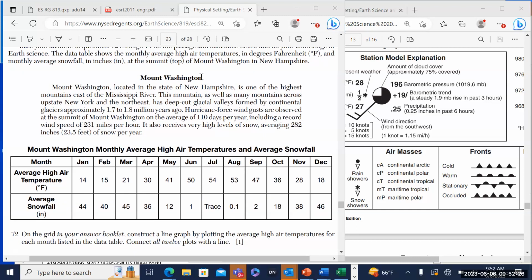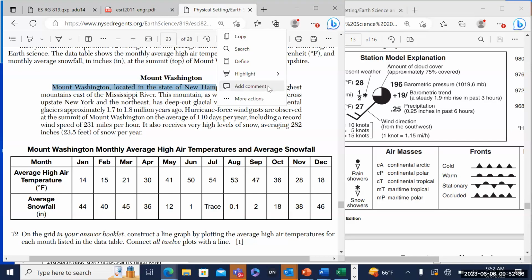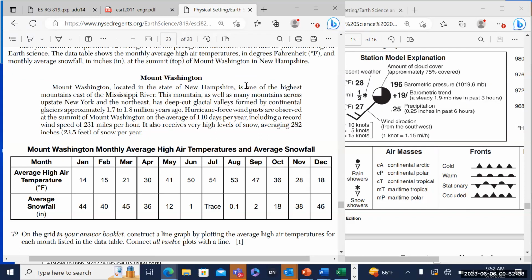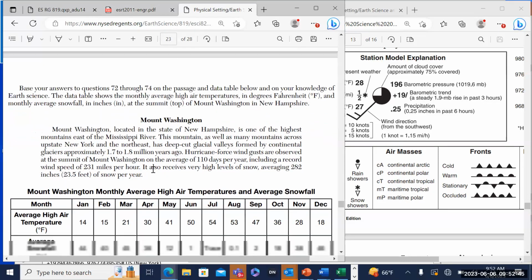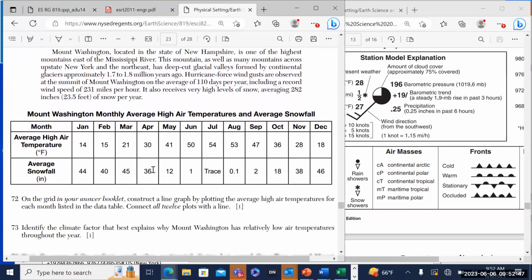All right, and so we know that this passage is about Mount Washington. Just looking at the first sentence, we know Mount Washington, located in the state of New Hampshire, is one of the highest mountains east of the Mississippi River. So we know that this passage is about a mountain. All right, so keep that in mind.